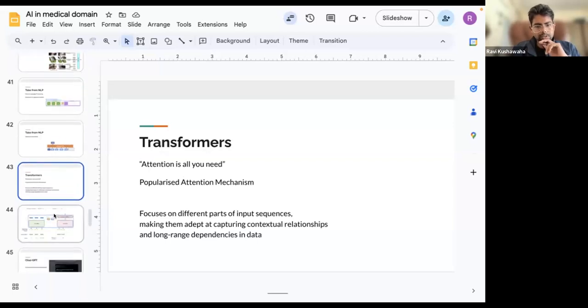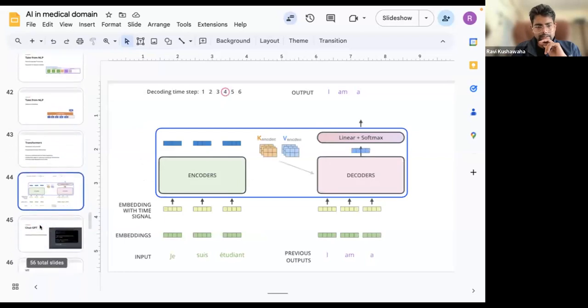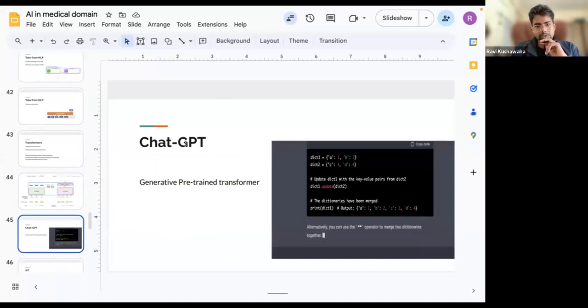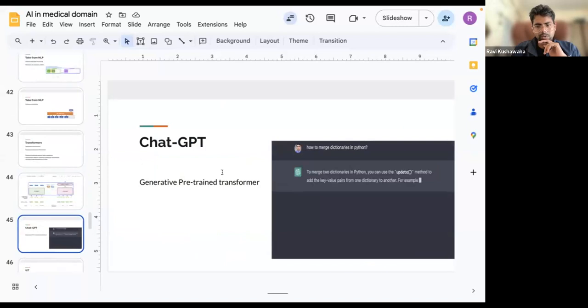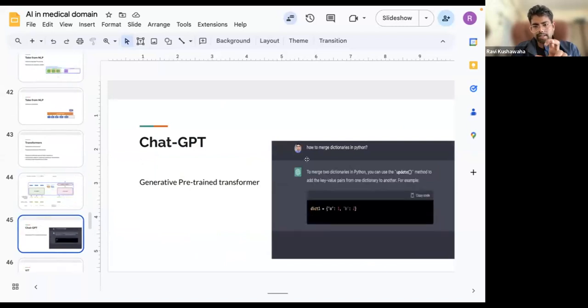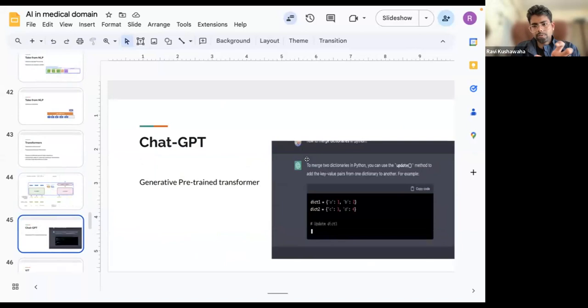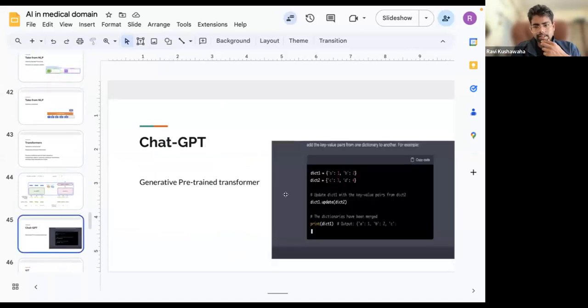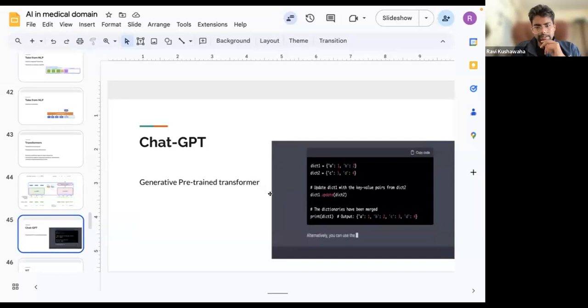And what are the other uses of transformers? First, ChatGPT. I am aware that everyone would have been using it by now. GPT is generative pre-trained transformer. Here you can ask any question, and it is just kind of a fill in the blanks. Earlier it was a small fill in the blank, like "I like cats more than dogs", one word. Here you have asked a small question and they have generated an output. So this is a transformer only.